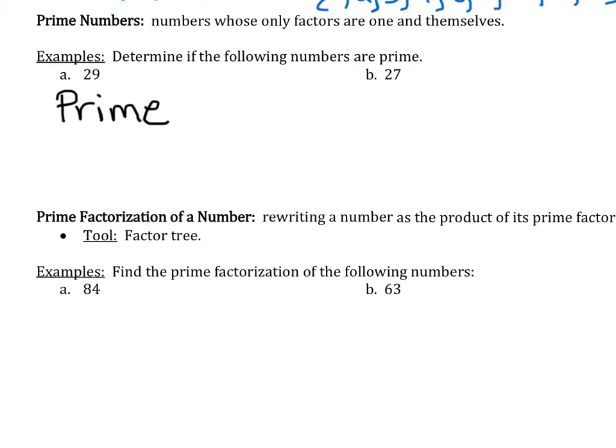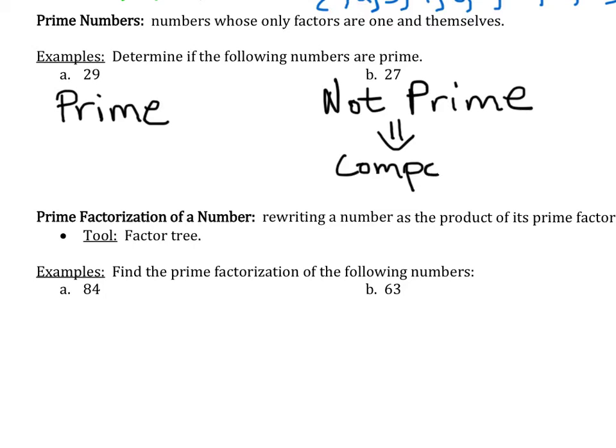Let's go to 27. Of course, 1 goes evenly into it. 2 doesn't, but 3 times 9 is 27. That means there's another number besides 1 and 27 that goes into it. So 27 is not prime. A number that is not prime, we call composite. It's a composite number.